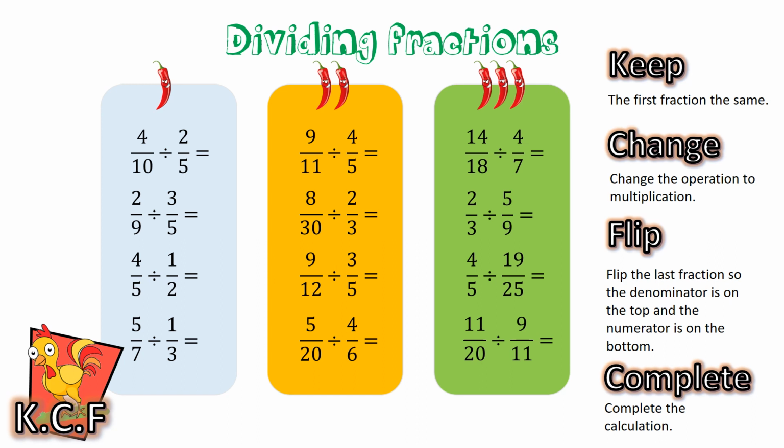What I'd like you to do right now is look at these different chilies. And I want you to choose 2 columns. So you can choose the blue and the yellow column, the yellow and the green column, or you can choose the blue and the green column. And I'd like you to complete them and post your answers in the comments section below.